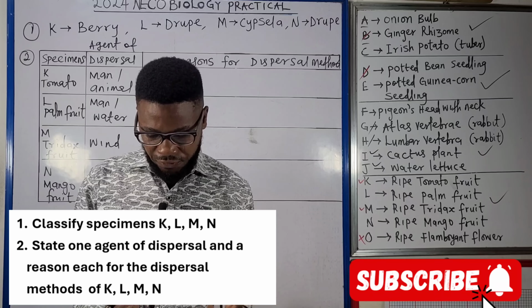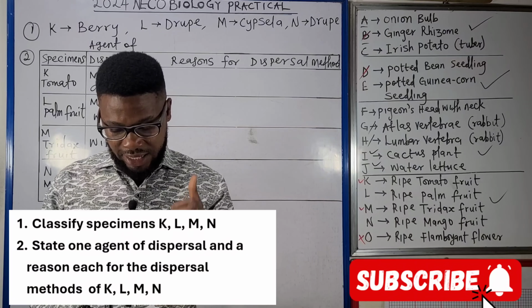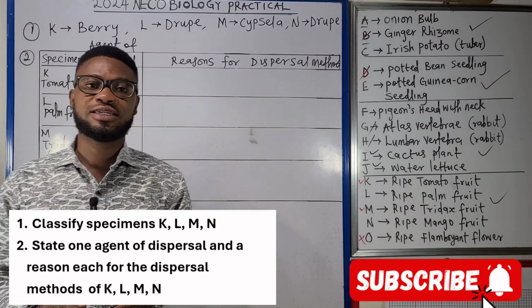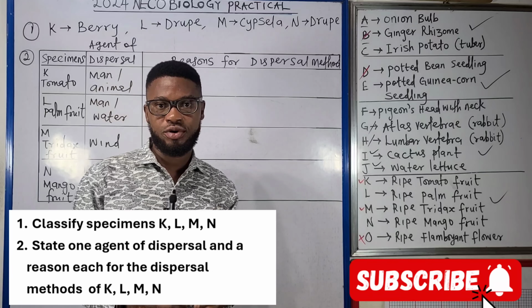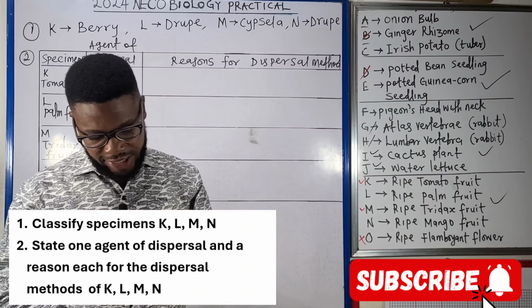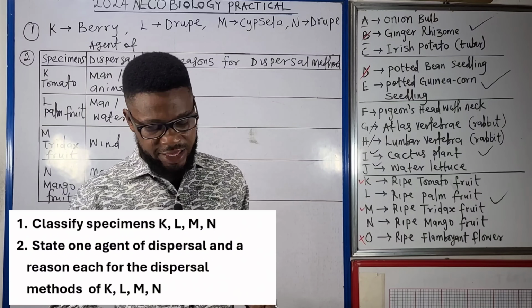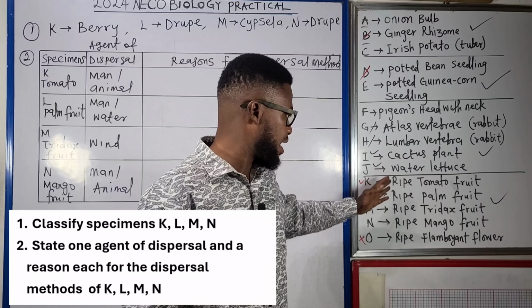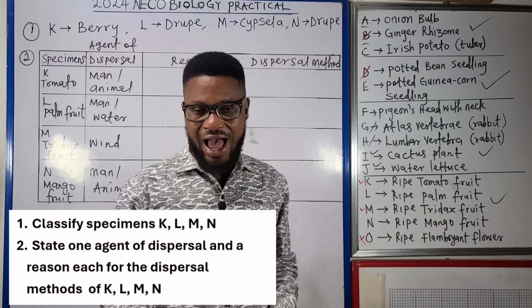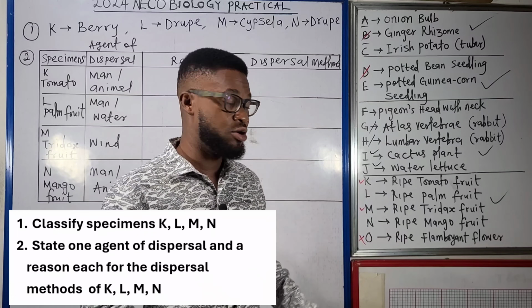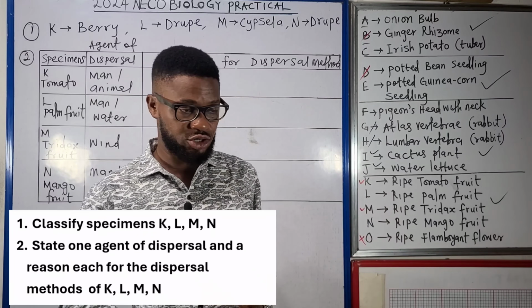On question 2, as you can see on your screen, we were told to state one agent of dispersal for each of K, L, M, and N, and also give reason for the dispersal method mentioned. Look at it again. State one agent that helps to disperse each of specimens K, L, M, and N, and give a reason for the method of dispersal that you have mentioned.